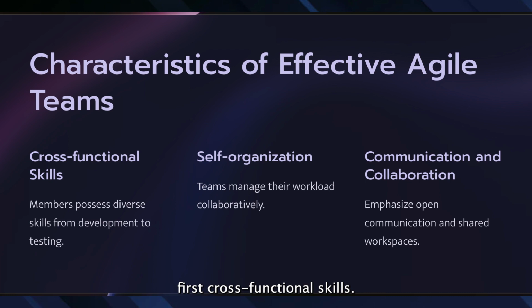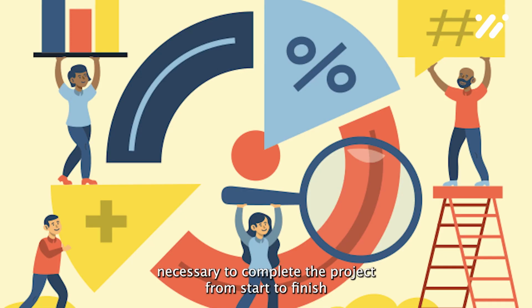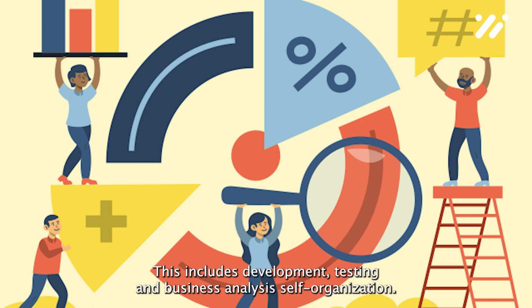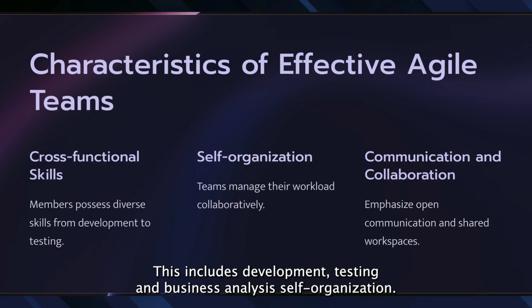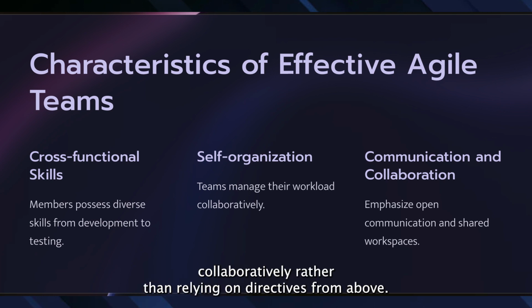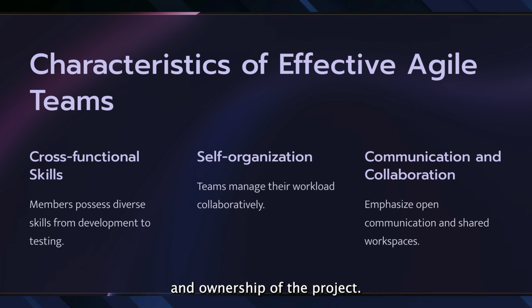First, cross-functional skills. Agile teams are composed of members with a variety of skills necessary to complete the project from start to finish, without depending on external parties. This includes development, testing, and business analysis. Self-organization. Agile teams manage their own workload and make project-related decisions collaboratively, rather than relying on directives from above. This empowers teams and enhances their accountability and ownership of the project.